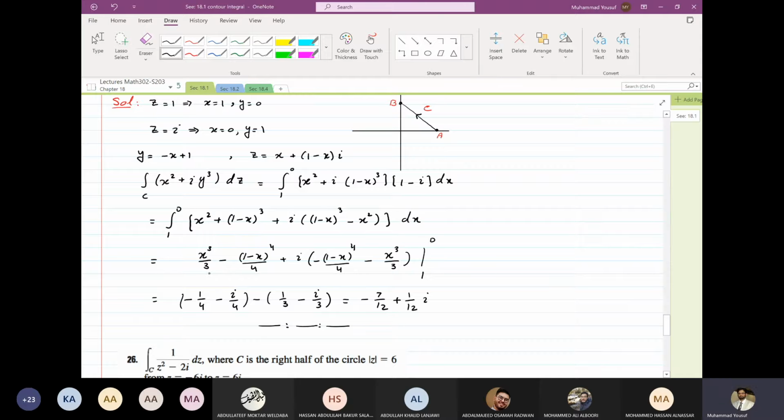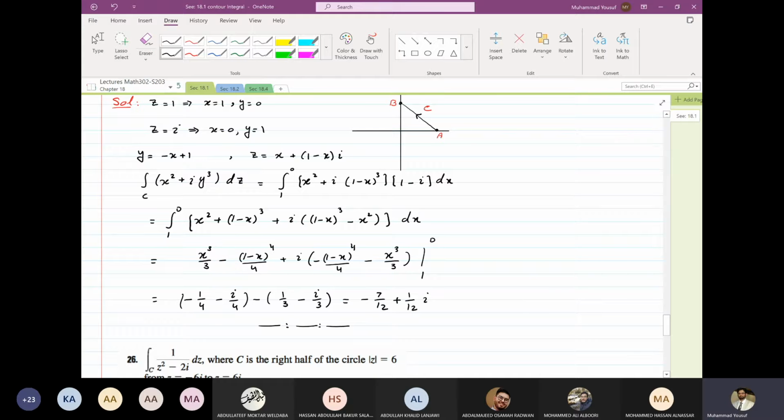x square gives x power 3 over 3, plus 1 minus x power 3 gives 1 minus x power 4 over 4, and we also divide by the derivative of what is inside, negative 1, so that is why this becomes negative. Similarly, we integrate the second part.